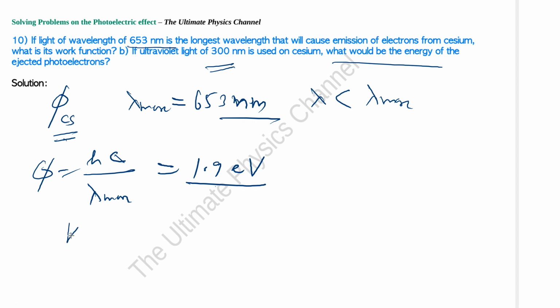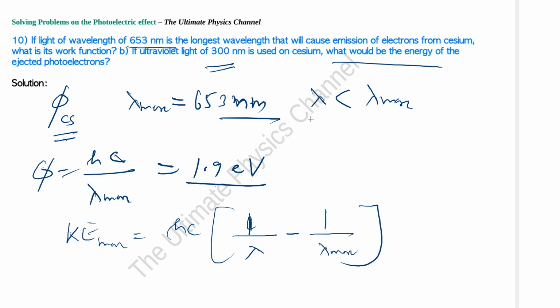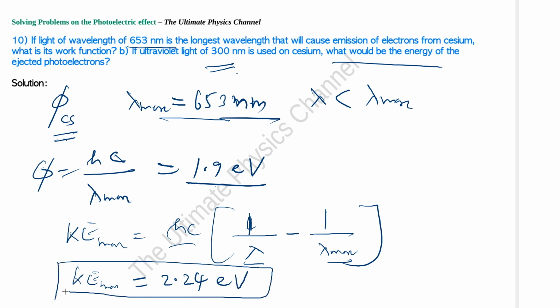So using the formula KE max is equal to hc times 1 over lambda minus 1 over lambda max. Using this formula, we know the value of lambda here. We know the value of lambda max that's given here. And hc is a constant, we know that. So we can get KE max using these substitutions. And I'm giving you the final answer in eV. If you work out these numbers, you get 2.24 eV. That is the final answer. Okay, let's move on to the next problem.